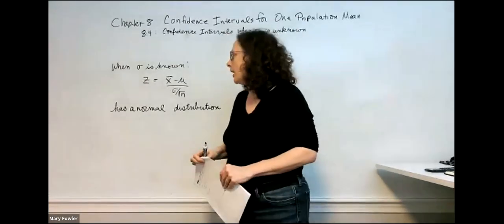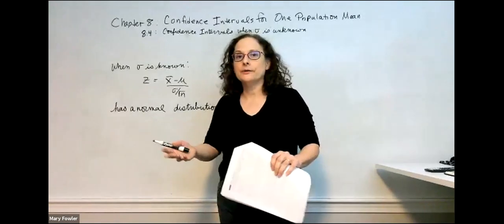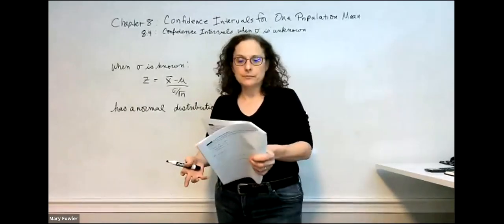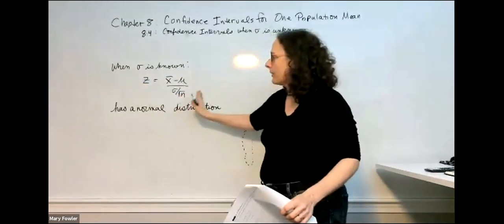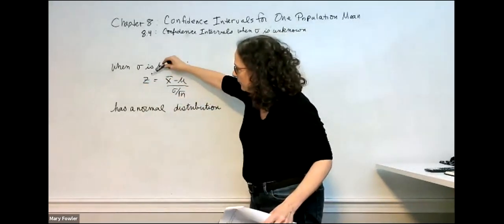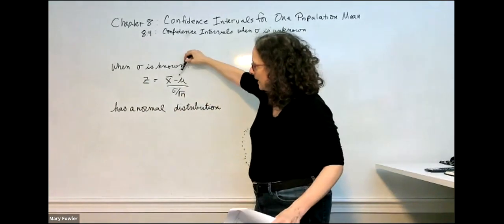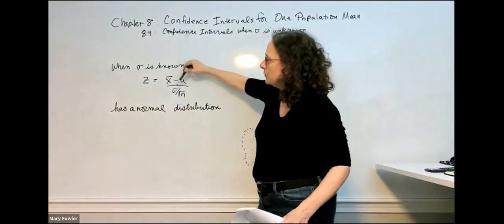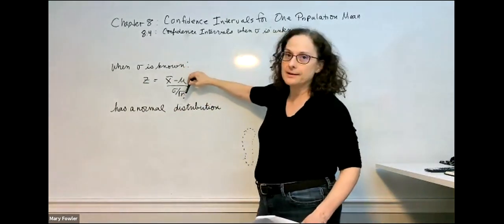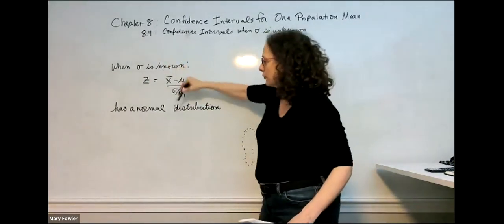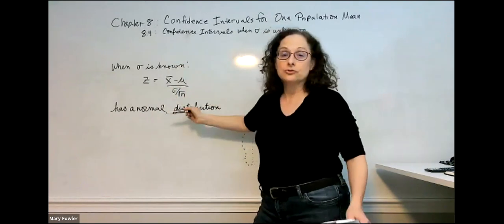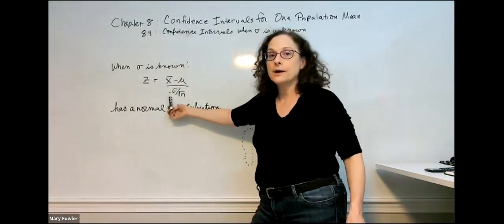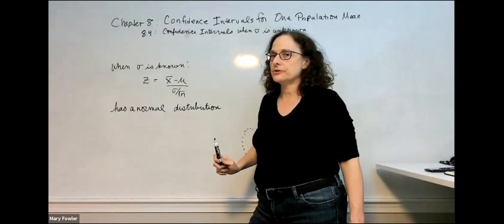All right, so what we've been working on in the beginning of chapter 8 has been around the idea that if we have a sample mean, then x bar minus mu divided by sigma over the square root of n is a standard normal distribution, right? So that is a true statement, but what if we do not know the population standard deviation?